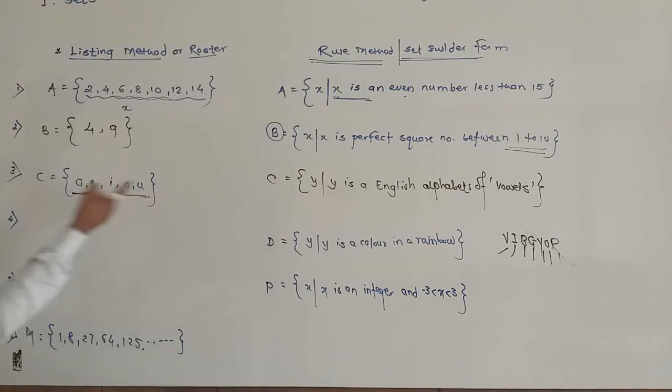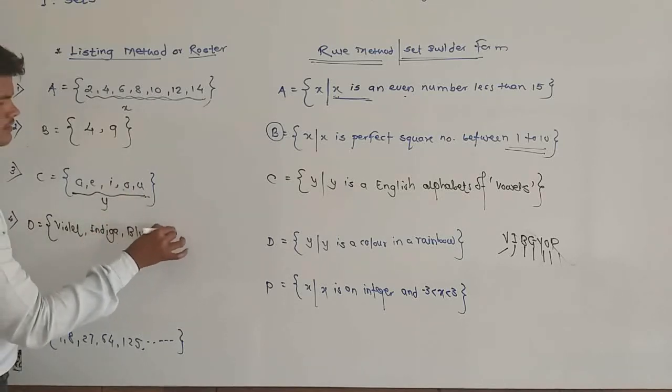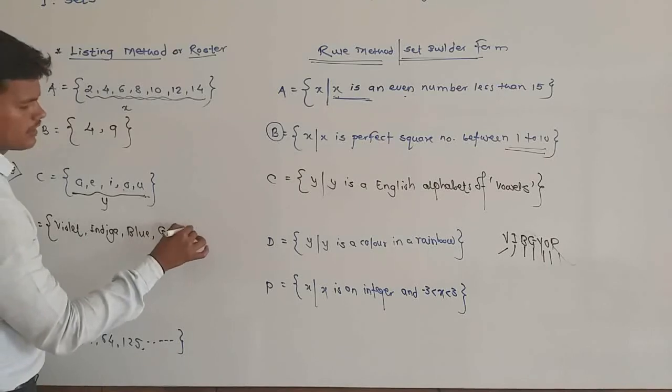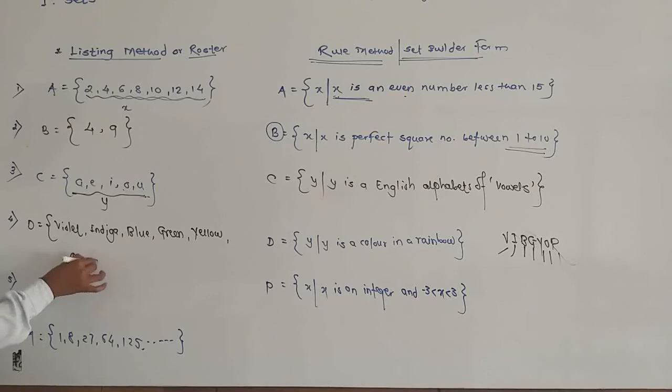So now write this set by using a listing method. So set name D. Now here we are writing a list of elements. So violet, indigo, blue, green, yellow, orange and finally red. These are the 7 colors in a rainbow. So we are writing this set by using a listing method.